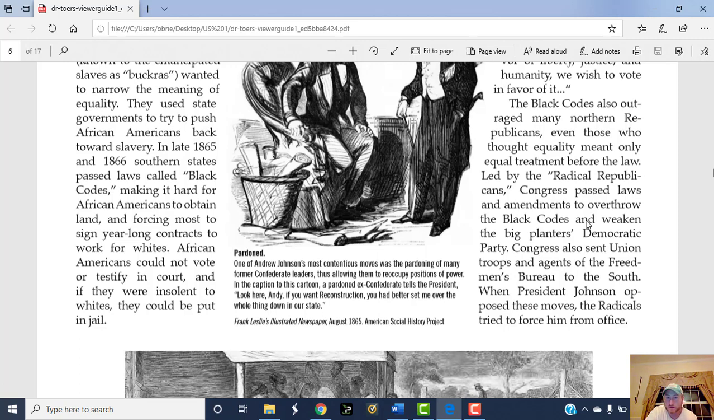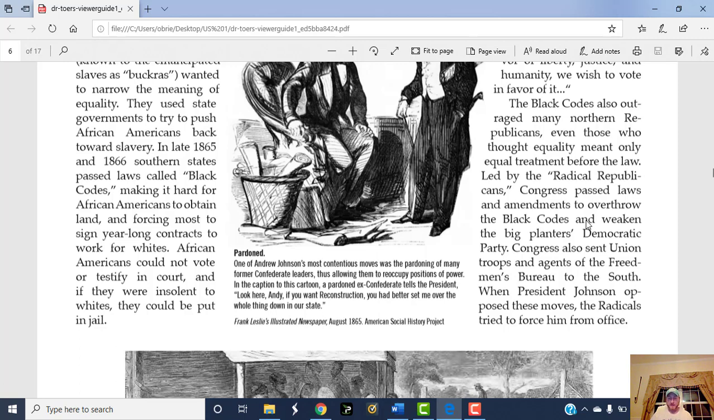All right. So, led by the radical Republicans, Congress passed laws and amendments to overthrow the Black Codes and to weaken the big planters' Democratic Party. Congress also sent Union troops and agents of the Freedmen's Bureau to the South. The Freedmen's Bureau was created by Congress after the Civil War to help the 4 million freed people adjust to freedom, and to protect them as much as possible down south from the white response, which was rage. Now, to be sure, the Freedmen's Bureau was fighting a losing battle from day one.